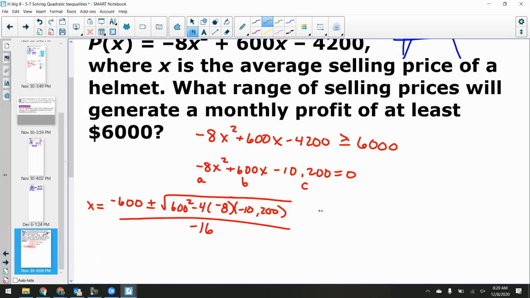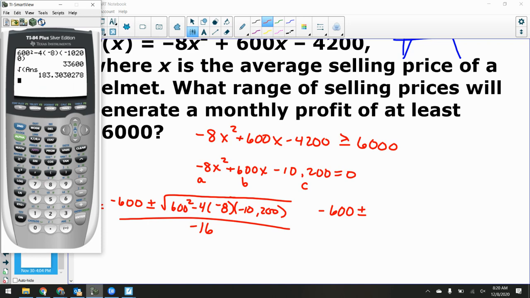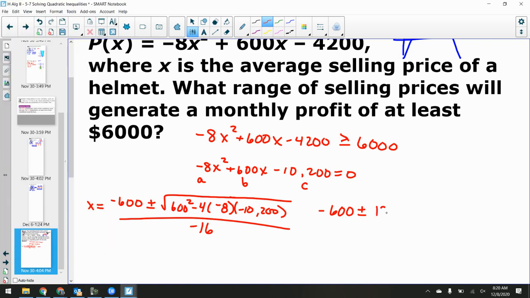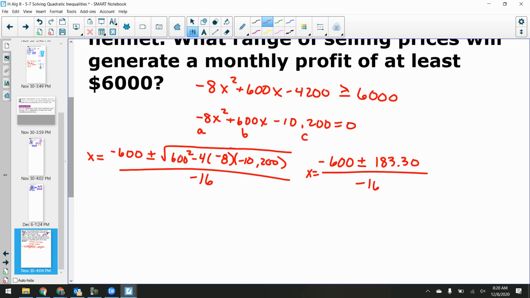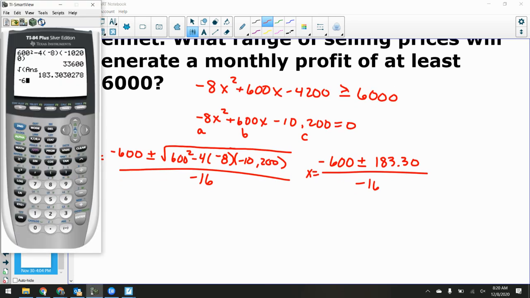So this is negative 600 plus or minus 183.30, divided by negative 16. And now I'm just going to find my two values. I take negative 600 plus 183.3 divided by negative 16. So 26.04.